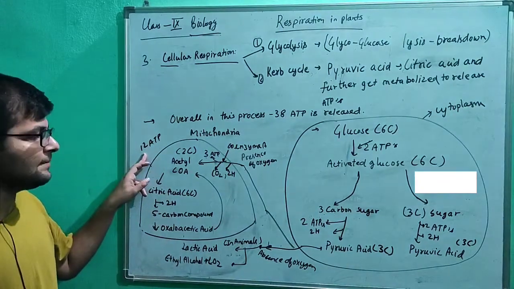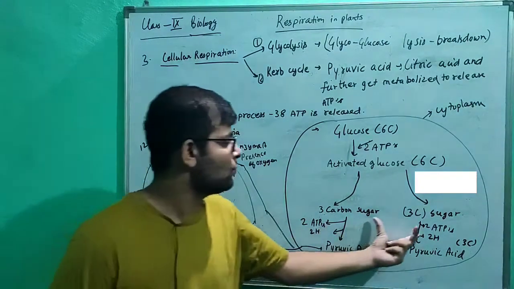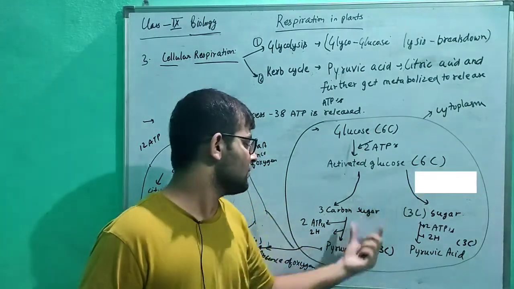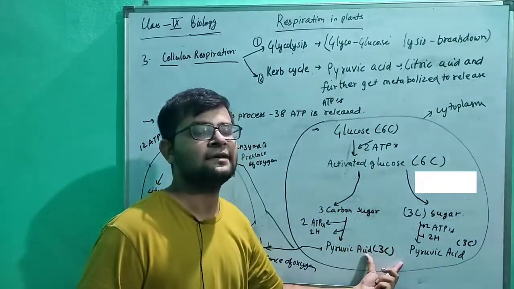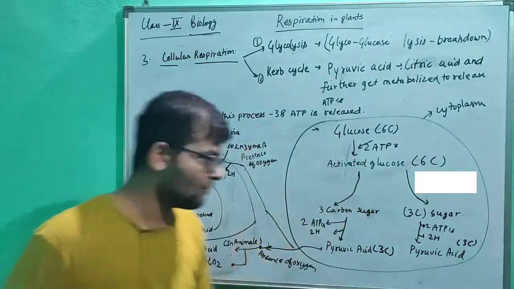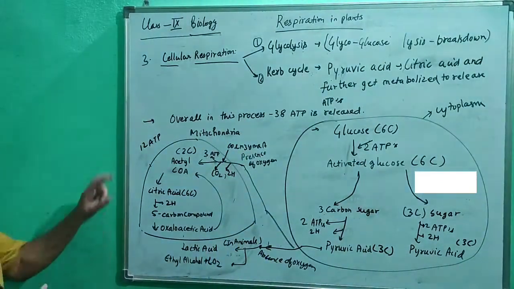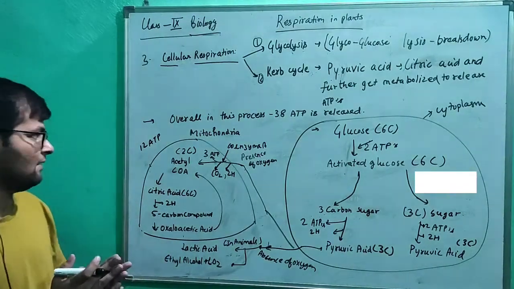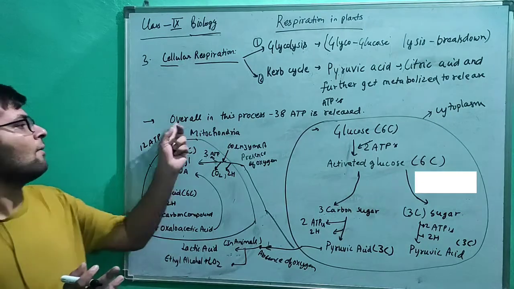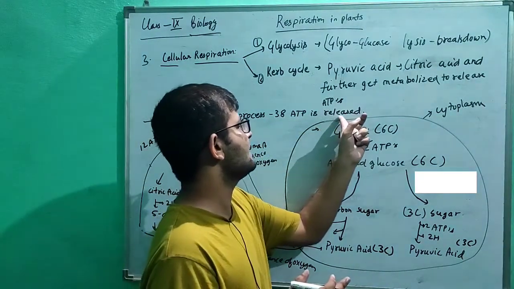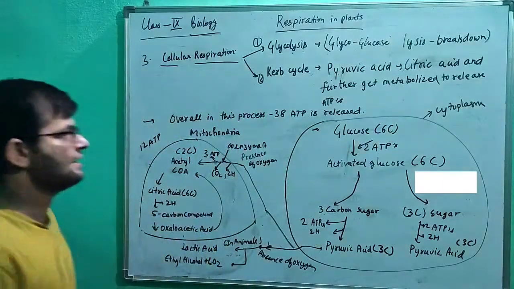So here 12 ATP is produced, here 2 ATP is produced, but 2 ATP was used, so net 2 ATP was produced in glycolysis of one glucose molecule. Okay, so this is the whole process, and in overall process there is release of 38 ATP molecules.